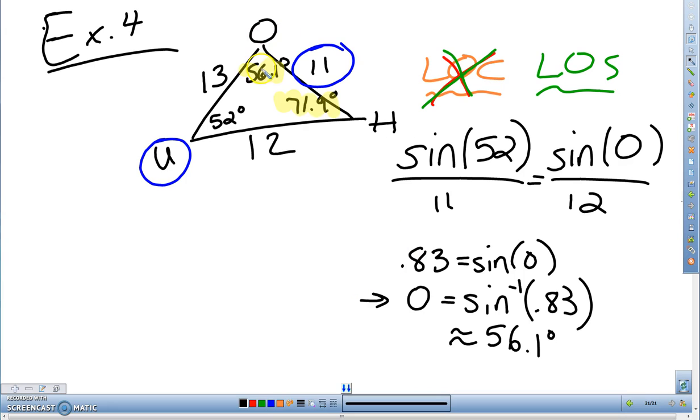So once I plug that in, then I can go ahead and just use my triangle sum theorem, and I can get my other angle. Again, you should have gotten something similar to 71.9 degrees if you decided to use law of cosines on H first. And so with that, that completes the crash course on law of sines and law of cosines.